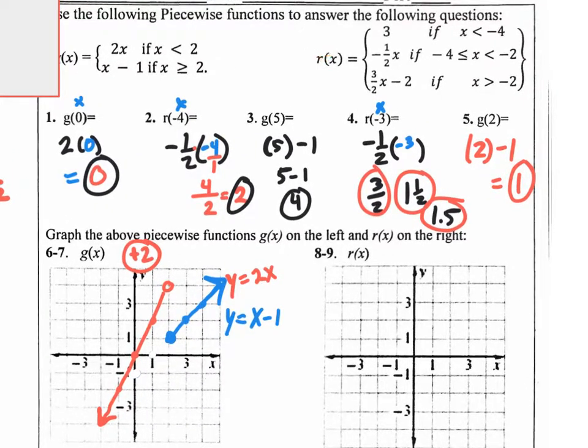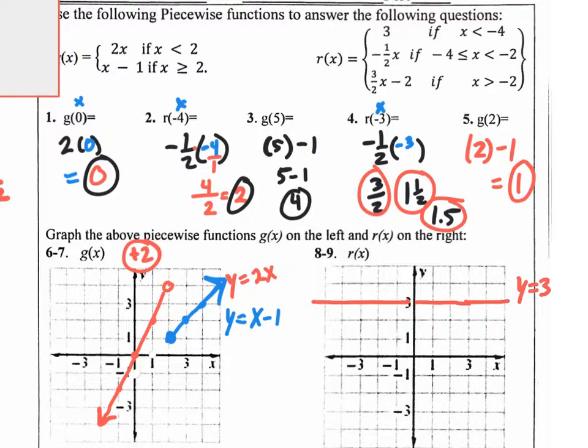Top one reads y equals 3. So let's think about this. Y equals 3 is going to be a flat line crossing the y-axis at the value of 3. Keep in mind that we're only going to be looking at a piece of it. So here's my flat horizontal line crossing the y-axis at 3.